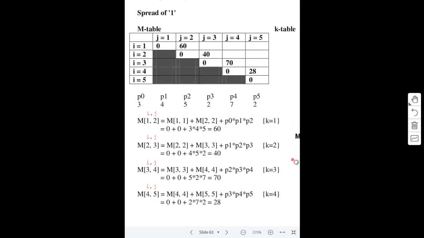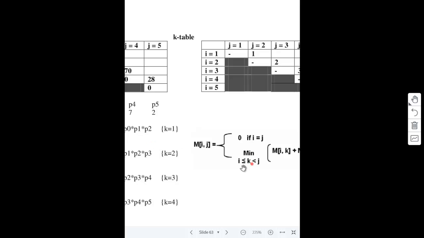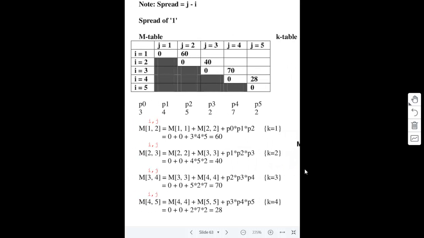Alright, so let us start with m of 1 comma 2. Now what is our recurrence? m of 1 comma 2 means i is 1, j is 2. So our k could go from i less than or equal to k less than j. So k can be only one value: k is 1, and it cannot be equal to j, so k cannot be 2. When i is 1 and j is 2, k can be only 1.